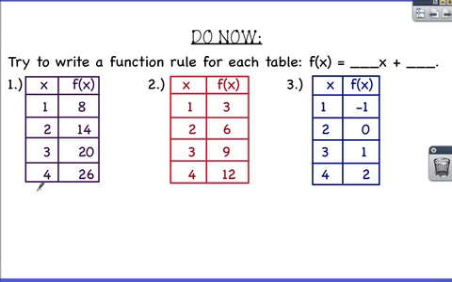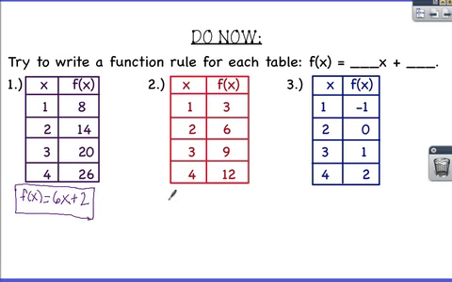For number 1, you should have found that f of x equals 6x plus 2. For example, if we input 1 here, we'd have 6 plus 2, which would give us 8. If we input 2, we'd get 12 plus 2, or 14. Input 3, you get 18 plus 2, which is 20. And an input of 4 gives you 24 plus 2, or 26. So f of x equals 6x plus 2.